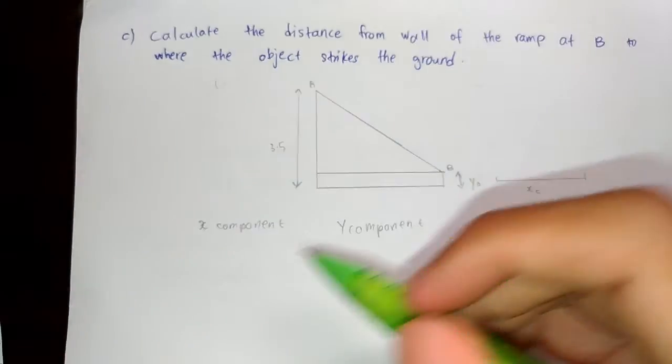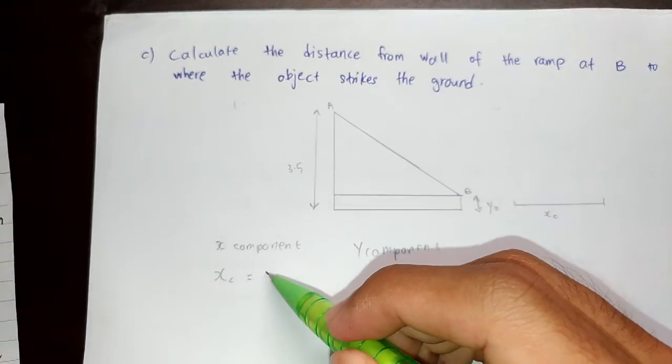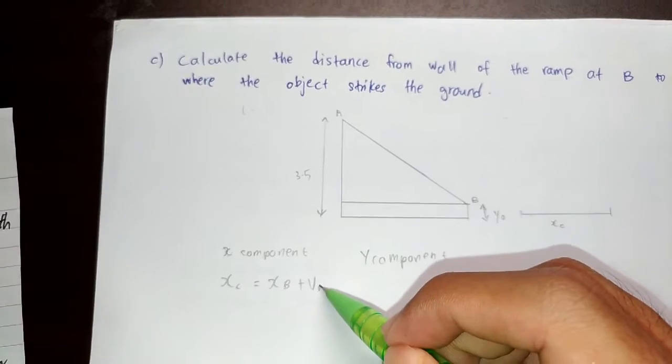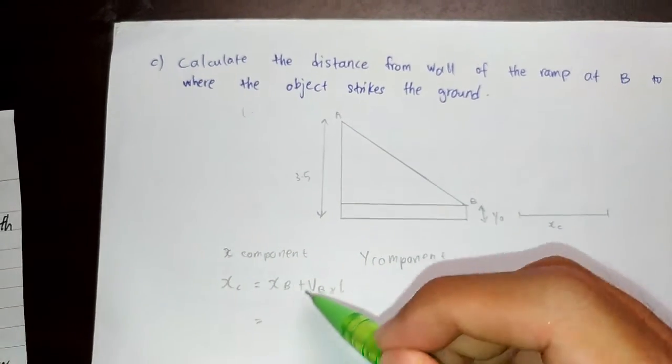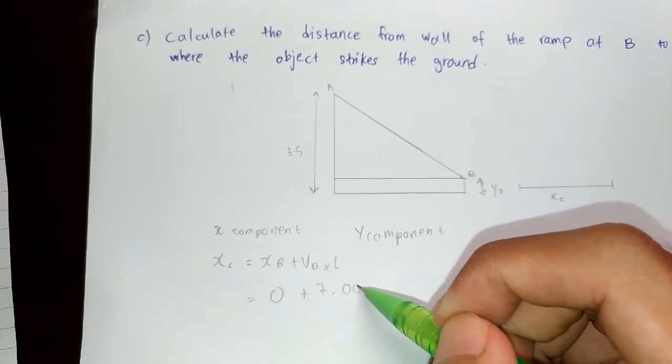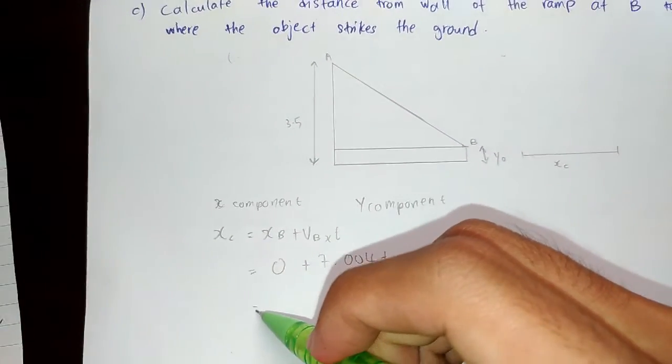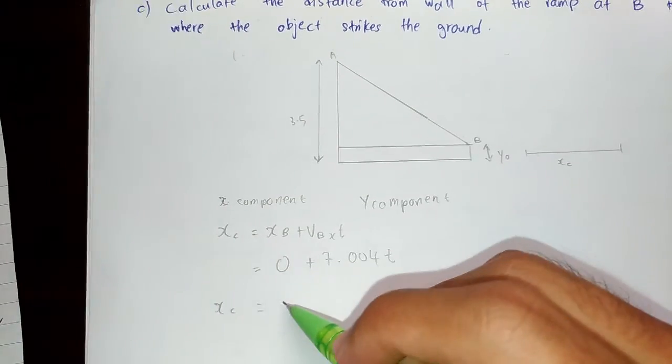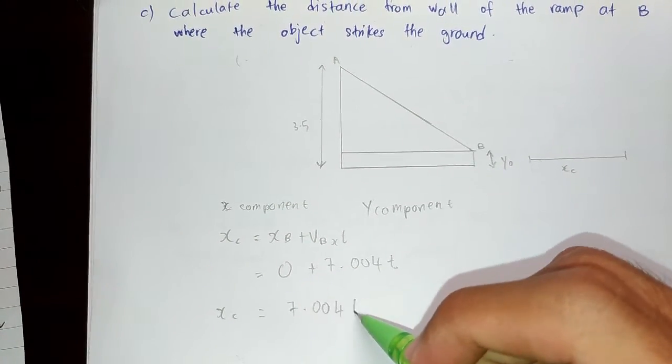So in the x component we got xc equal to xb plus vb times t. We know that xb is 0 plus 7.004t. So we got xc is equal to 7.004t.